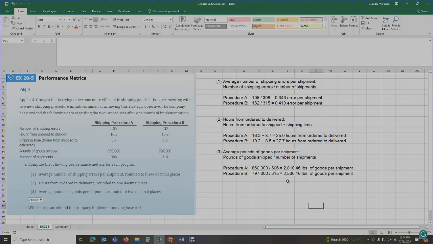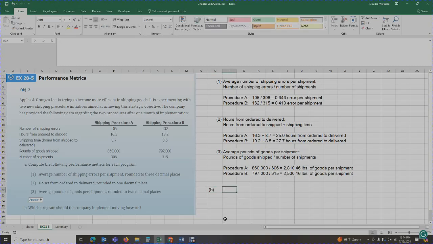Okay. So we've got procedure A and procedure B. If we look at the data, in procedure A we are shipping a lot more pounds than in procedure B. By shipping more pounds, it's cheaper for us, so we want to maximize that. When we're making a shipment, put as many pounds as we can into that shipment. So these are the 3 metrics that we are calculating. And then based on the data, which program should the company implement moving forward? Okay, this is letter B.